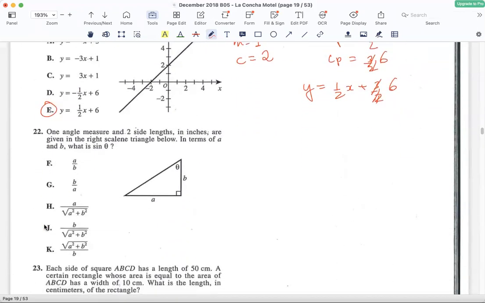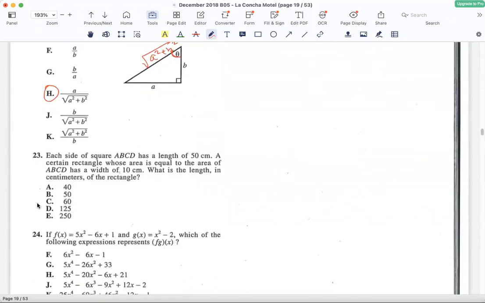One angle measure and 2 side lengths are given in the right scalene triangle here. In terms of A and B, what is sine theta? So sine theta will be opposite over hypotenuse. Hypotenuse is under root of A squared plus B squared. So A divided by under root of A squared plus B squared.